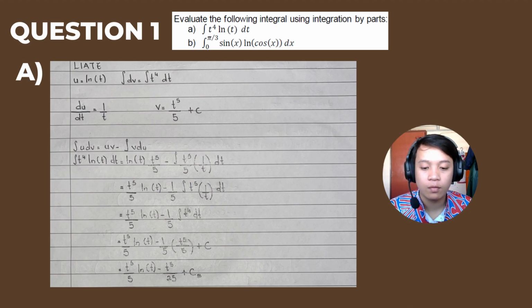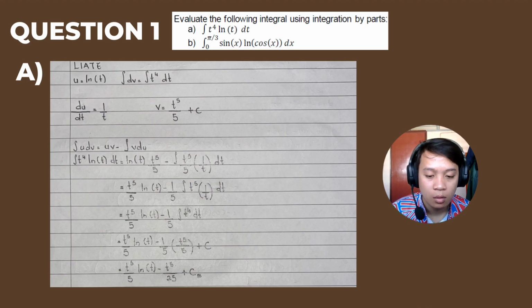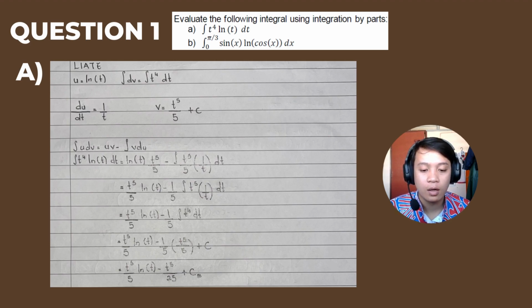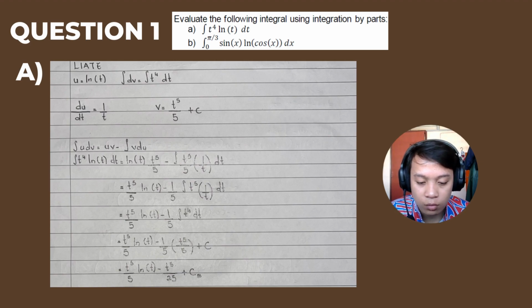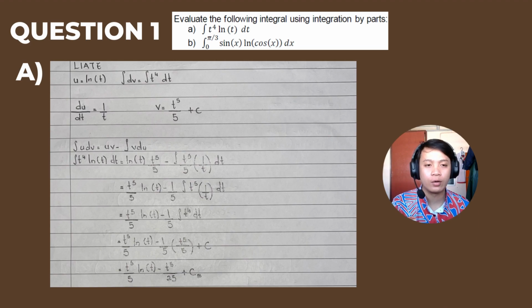t to the power of 5 over 5 ln t minus 1 over 5 integrate t to the power of 4 dt. So from there we multiply, which is t to the power of 5 over 5 ln t minus 1 over 5 multiplied with t to the power of 5 over 5 plus c. So we will get the final answer, which is t to the power of 5 over 5 ln t minus t to the power of 5 over 25 plus c. That's all. Thank you.